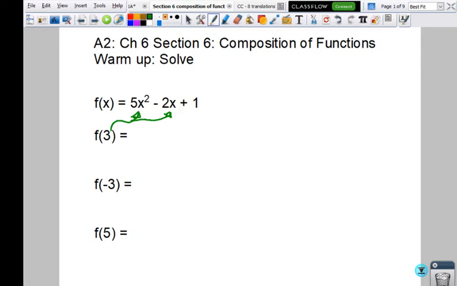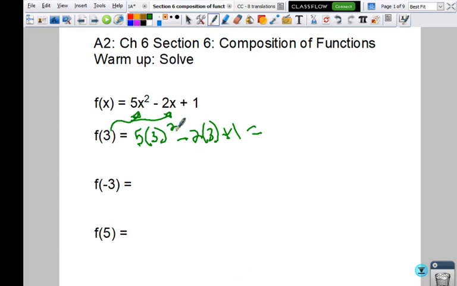Writing utensil. Alright. f of 3 means everywhere I see an x, I put in a 3. So I would go 5 times 3 squared, minus 2 times 3, plus 1. And then I can plug this straight into Desmos, or let's just do it by hand real quick.